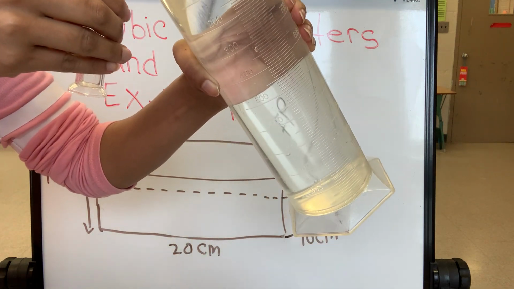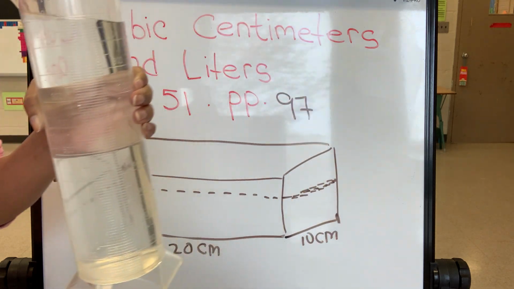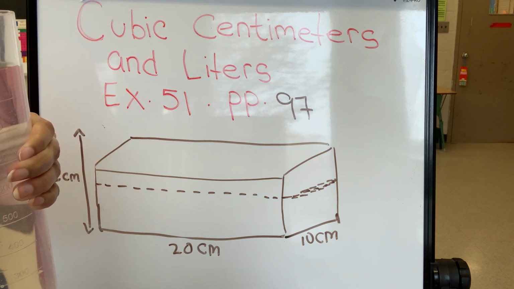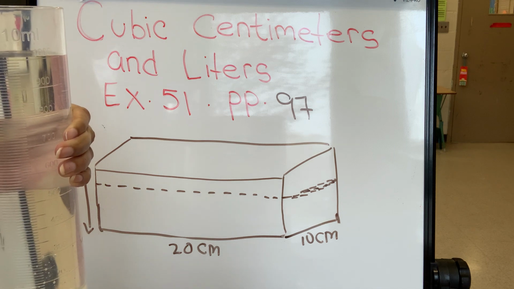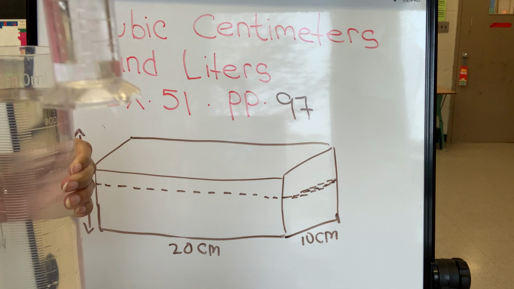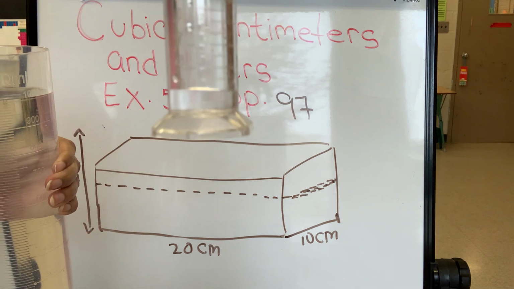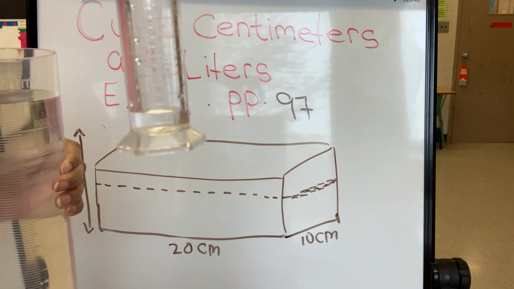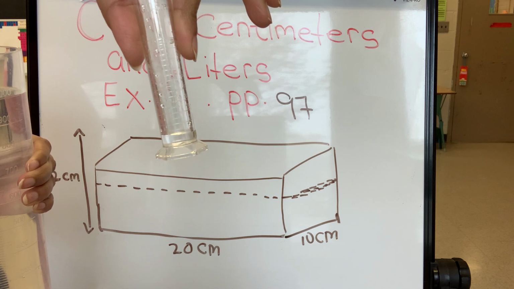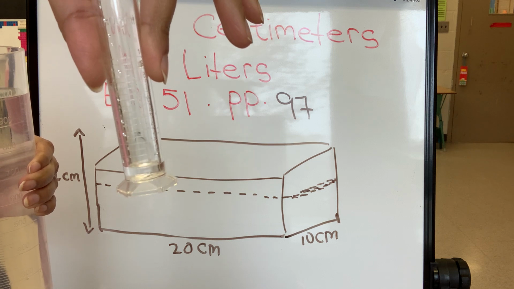Okay, I'm going to show you. It's a drop. Oh, I poured a bit more. Perfect. This is what 1 milliliter looks like. Okay? I'm going to show you again. So this is what 1 milliliter of water looks like.